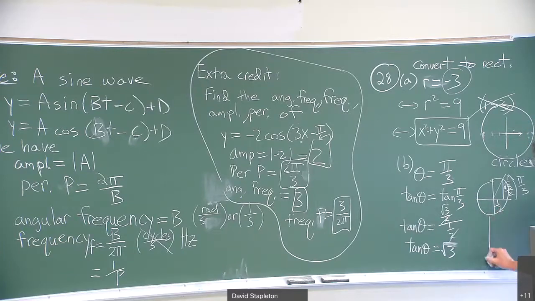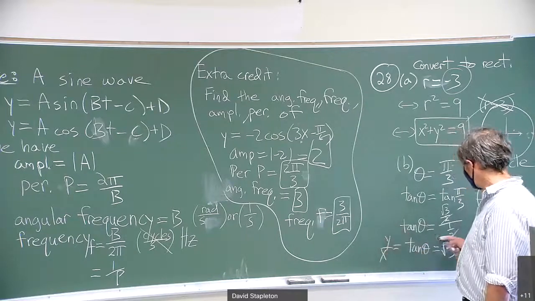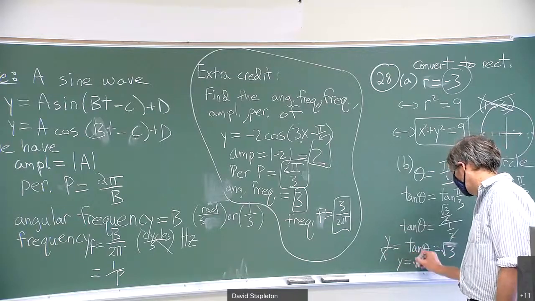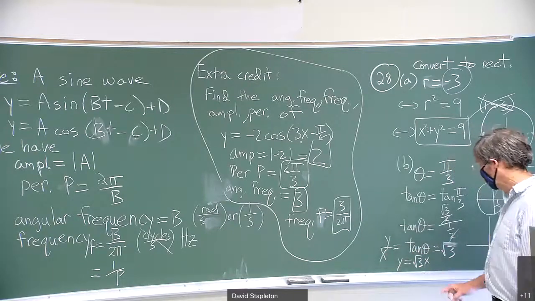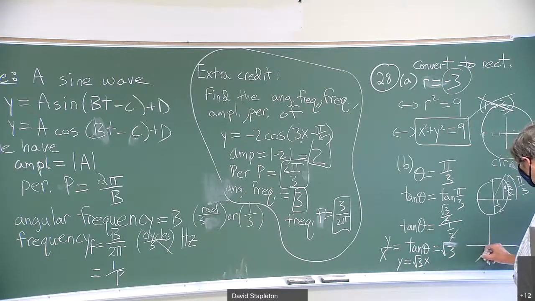If I'd asked you for the graph of this, tangent, I didn't finish today. Tangent theta is y over x. So y over x equals square root 3. Multiply both sides by x, and what you have is the line y equals square root 3 x. In y equals mx plus b form, you realize the slope is m equals square root 3, and the y-intercept is b equals 0. So it's a line through the origin of slope square root 3, about 1.7, something like that.